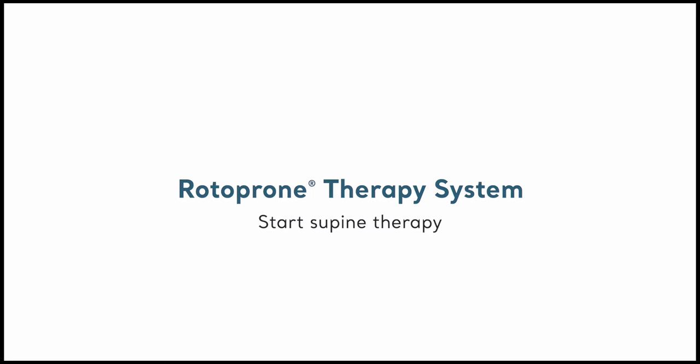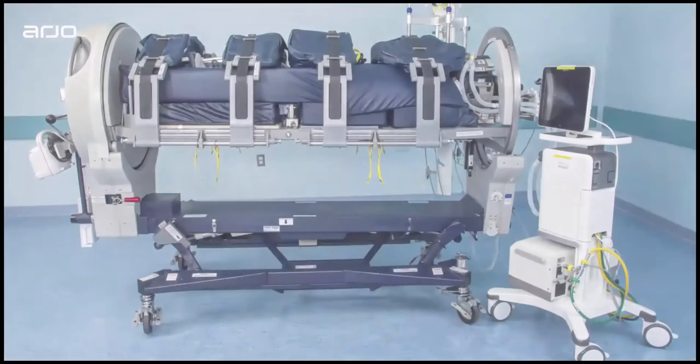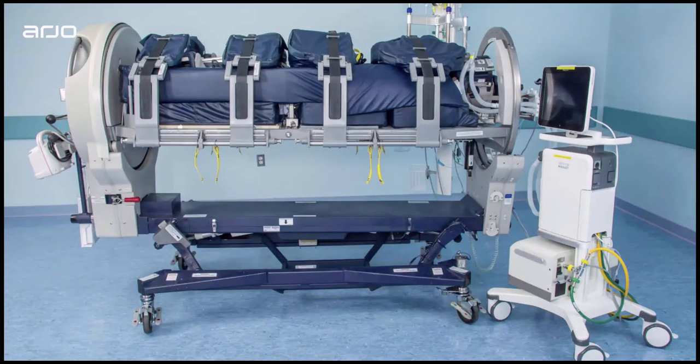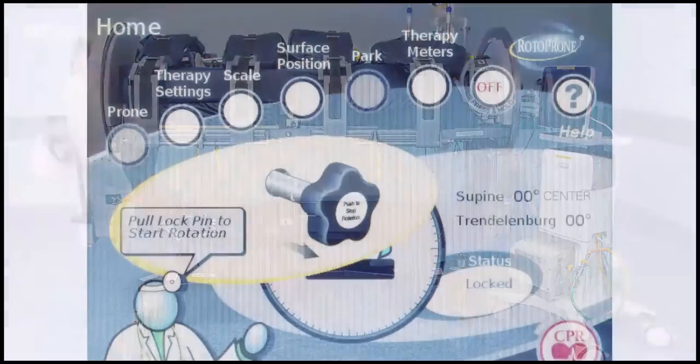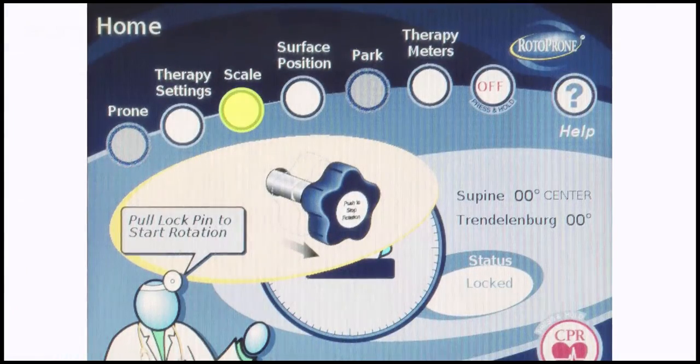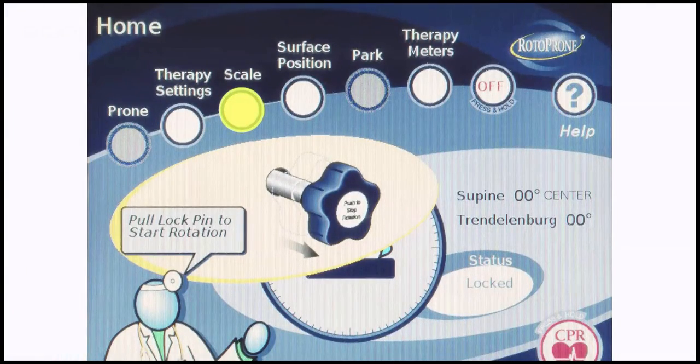Start supine therapy. Start therapy in supine position. Once the patient is completely secured on the rotaprone surface, you're ready to start therapy. On the control panel, push the Scale button.